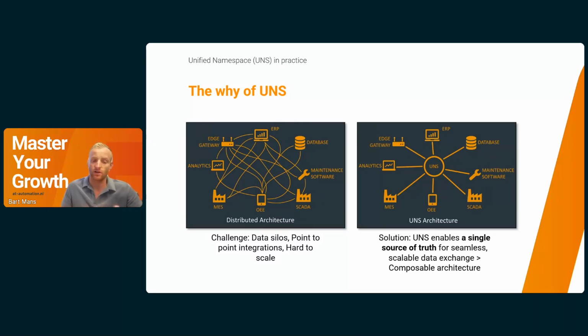So it's better to set up a centralized, unified namespace that we call the UNS. On the right side, you see the UNS architecture. It's the solution, of course, for this challenge that I just described. The UNS enables a single source of truth for seamless and scalable data exchange. And of course, this is a composable architecture, because if we want to replace, let's say, the SCADA, we just have to redefine one connection. We may need to make sure that the data from the SCADA to the UNS remains the same. So if you replace the SCADA, we just make sure that all the data points are exactly the same as they were previously. All the other systems won't even notice that there is a different system. So it's really a composable architecture.